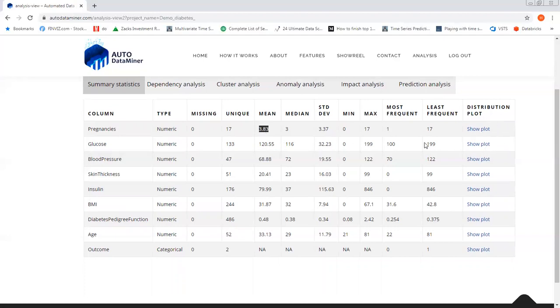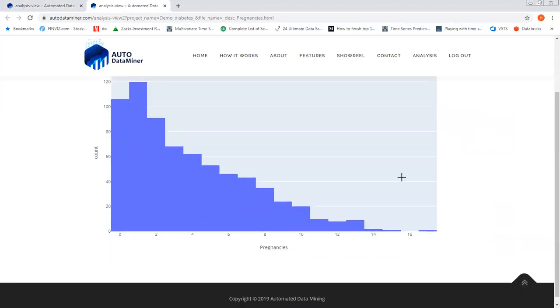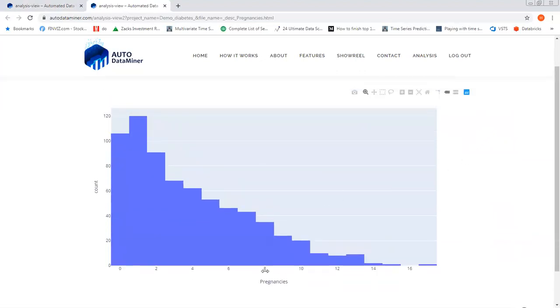And then something very interesting here, the distribution plot. When you click on this distribution plot, you see the plot of this variable. If you remember, that variable was pregnancy. So you see the number of pregnancies here.